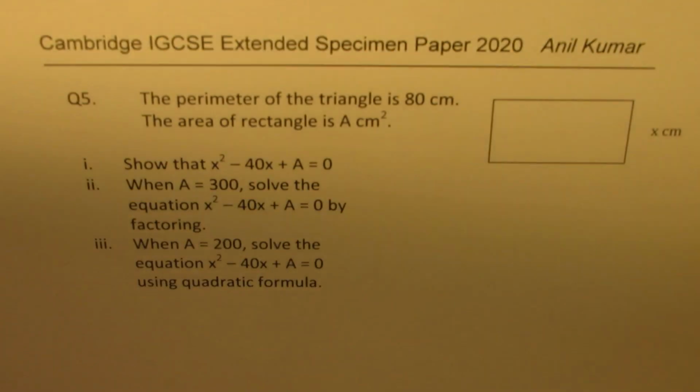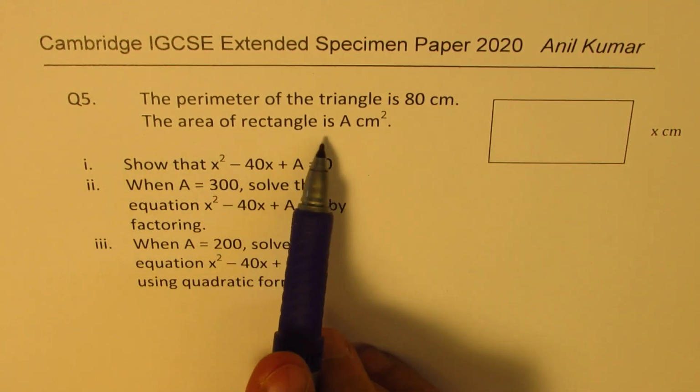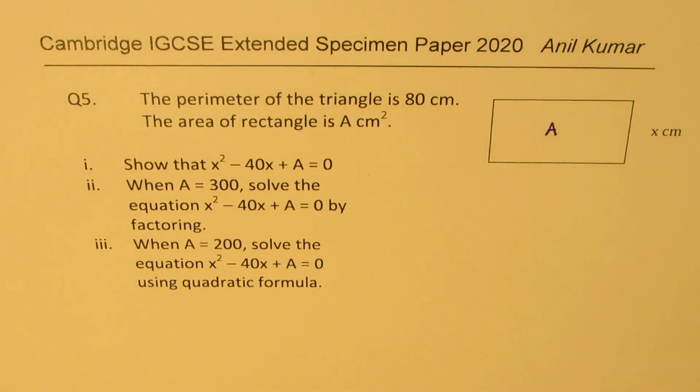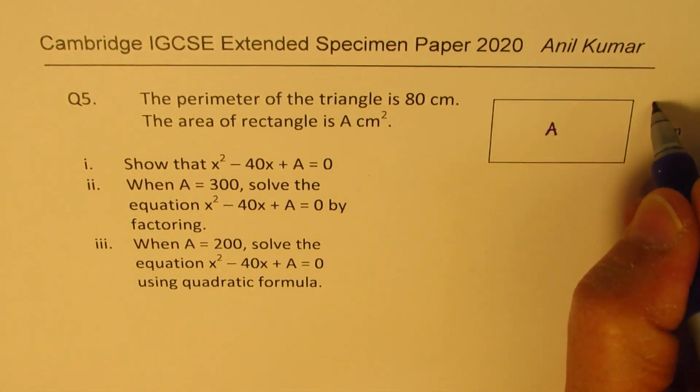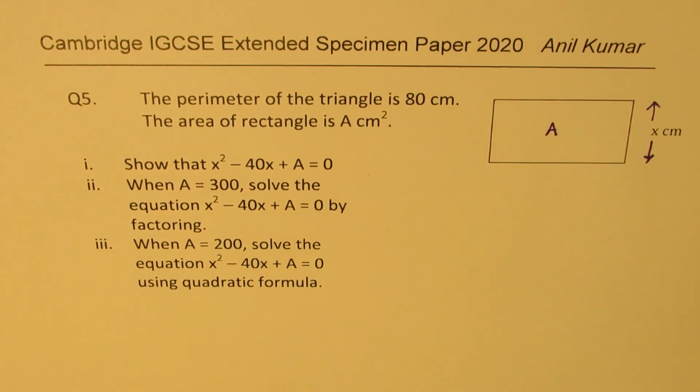Now let's take question number 5. The perimeter of the triangle is 80 centimeters. The area is A, right? So this area is given as A. Perimeter is 80. Now if you look at this rectangle, we are given one side which is X centimeters long. Now based on this, we have 3 questions.